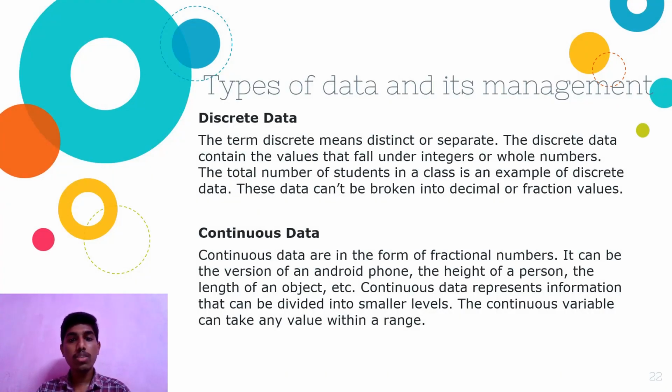Discrete data. The term discrete means distinct or separate. Discrete data contain values that fall under integers or whole numbers. The total number of students in a class is an example of discrete data. Continuous data. Continuous data are in the form of fractional numbers. It can be the version of an Android phone, the height of a person, the length of an object, etc.